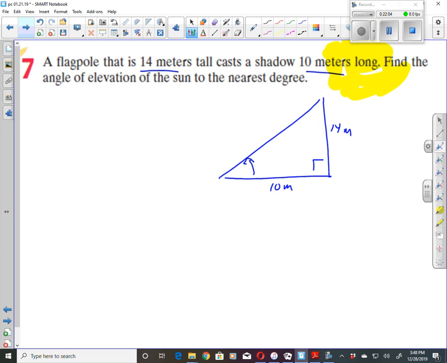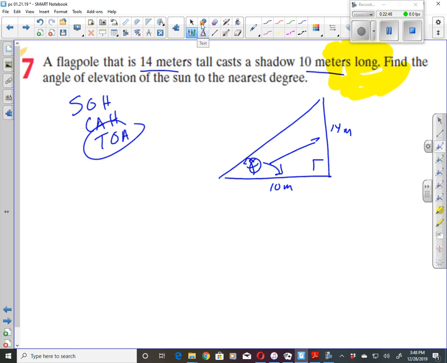In this case, we have to use an inverse function. Again, our SOHCAHTOA comes into play, right? Sine is opposite over hypotenuse. Cosine is adjacent over hypotenuse. Tangent is opposite over adjacent. I'm looking for this angle theta. I've got opposite. I've got adjacent. Looks like we're going with tangent.